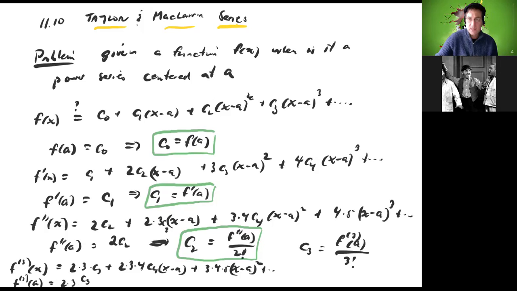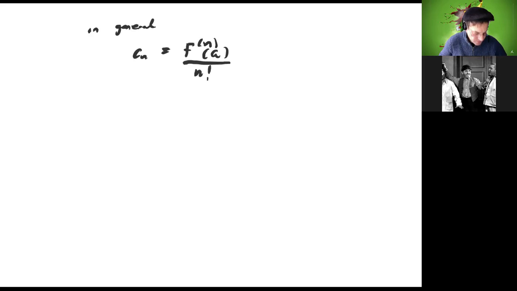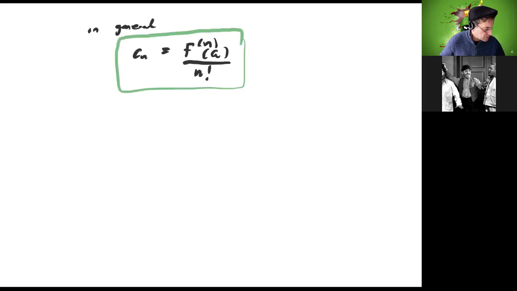The pattern is this. Let me clear the screen. So in general, the nth coefficient of the expression is the nth derivative of the function evaluated at a divided by n factorial. So that's the general formula for the coefficients if the function can be expressed as a power series.